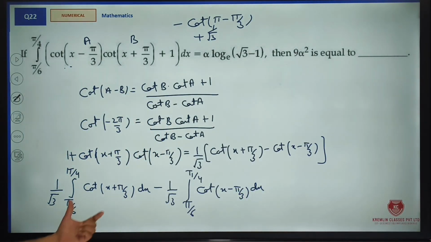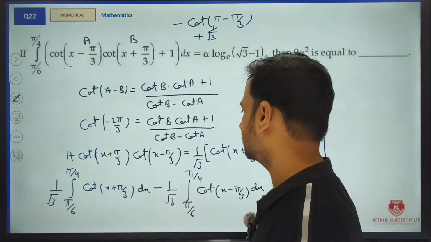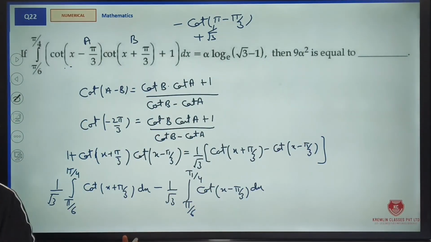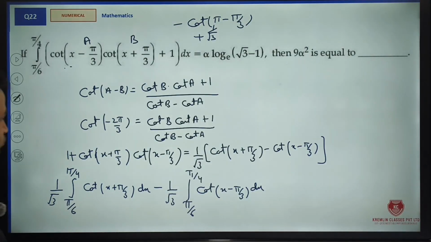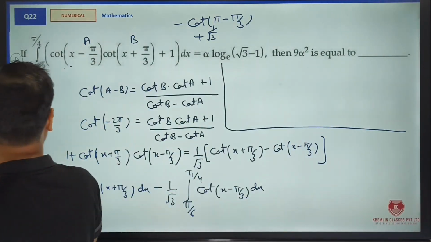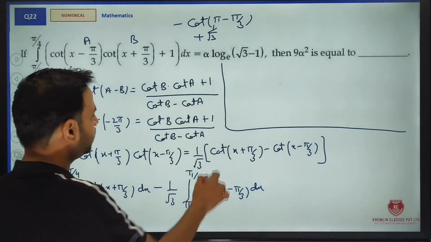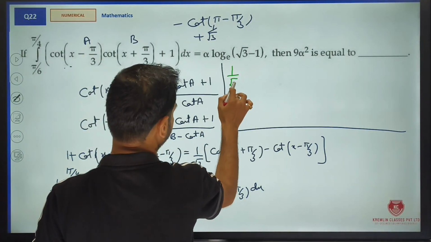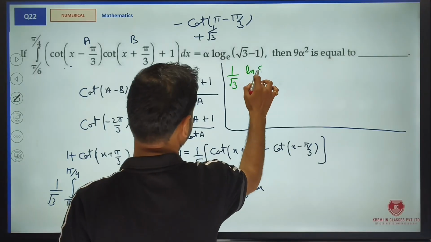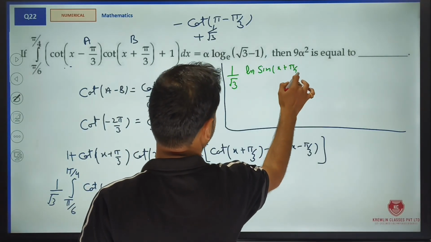Okay. So what is the integration of cot x? We know that the integration of cot x is ln sin x. So writing it on the next page or solving it here? Yeah, we can solve it here also. By the green pen, we can differentiate. So it is 1 by root 3 ln sin of x plus pi by 3.